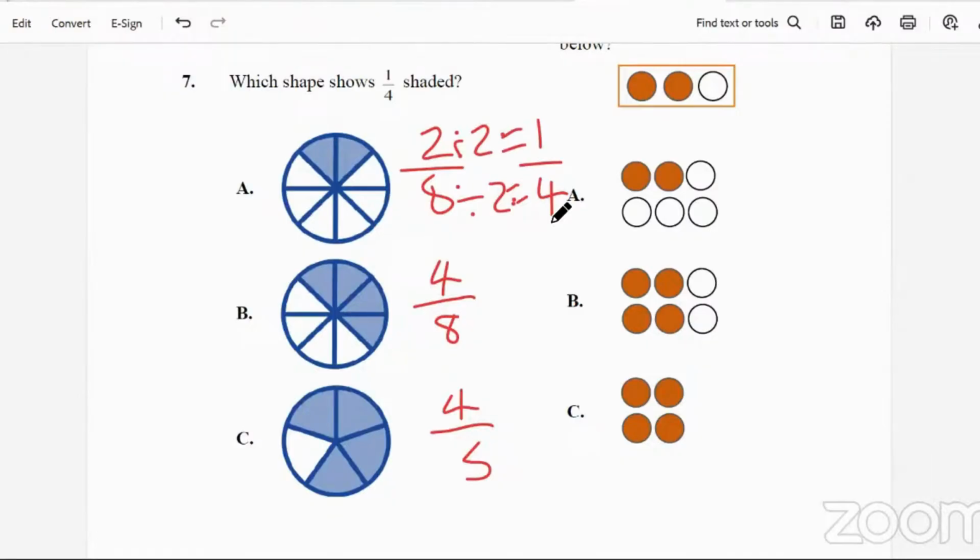All right, let's try B. I'm going to divide both by 4, since that's a common factor, and it would allow me not to have to reduce it further. So I'm also going to be dividing this part by 4. That gives me 1 over 2. So that's a half. All right, so the shape that shows 1/4 shaded would be A.